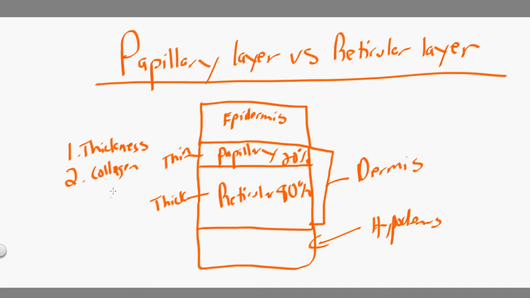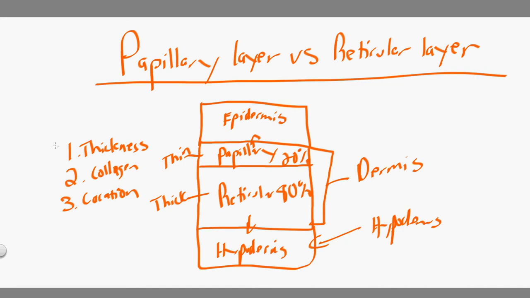So we have the thickness and we have the collagen fiber. These are the main two differences, and also the location. I can add that on there too. With regard to the location, the papillary layer is the one that's next to, or right under, the epidermis, and the reticular layer is closer to the hypodermis. Those are the other differences between the two.